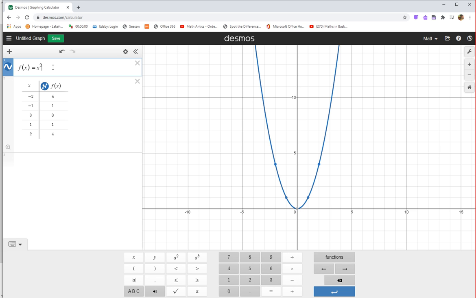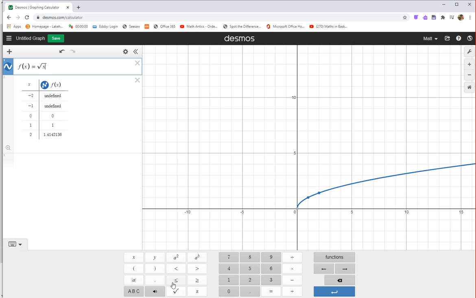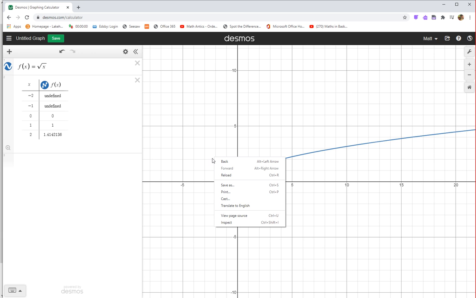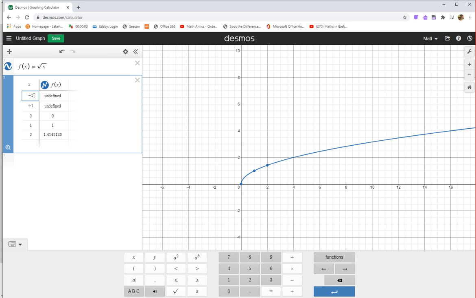Our next one, which we are bound to see, is our square root function. So let's hit the square root and put an x underneath there, and here's our square root function. Now this one, when we try and do a table of values, it has a lot of trouble with it. There's nothing in the negative x direction, so we should probably just get rid of those. And our table of values is not great because when we substitute it in, the square root of 2 is 1.414236. That's not great.